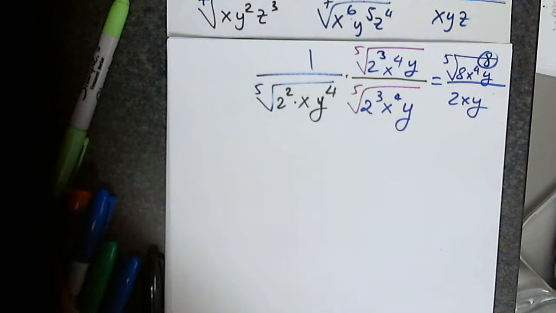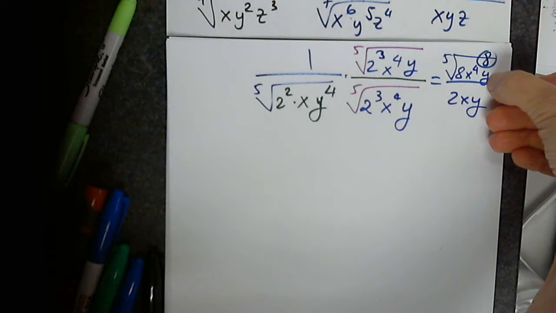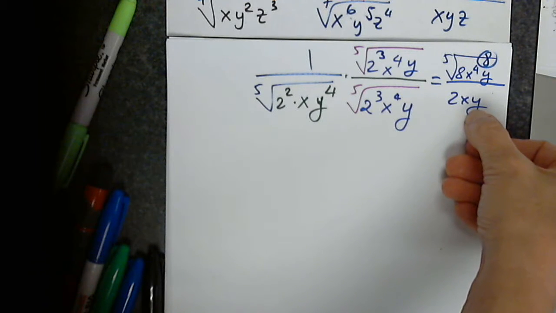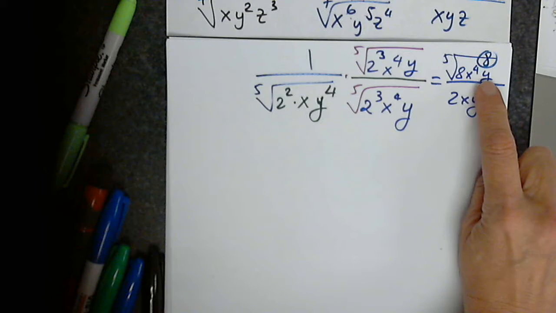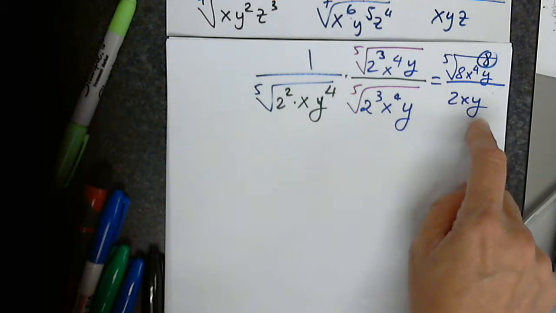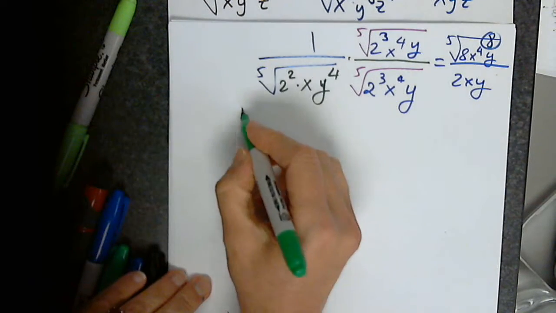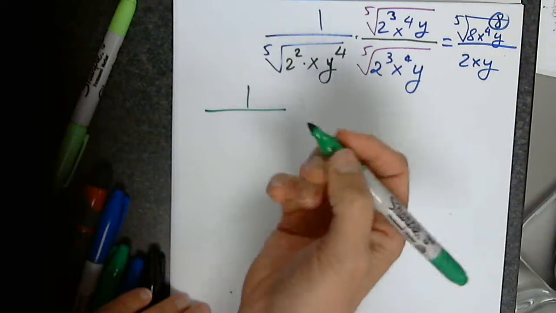And I want to say one thing. Please never be tempted to simplify y from under a radical with y that does not have a radical. You cannot do that, because this one is y raised to 1/5, and this one is y raised to the 1st power. So you cannot simplify those. Don't be tempted.